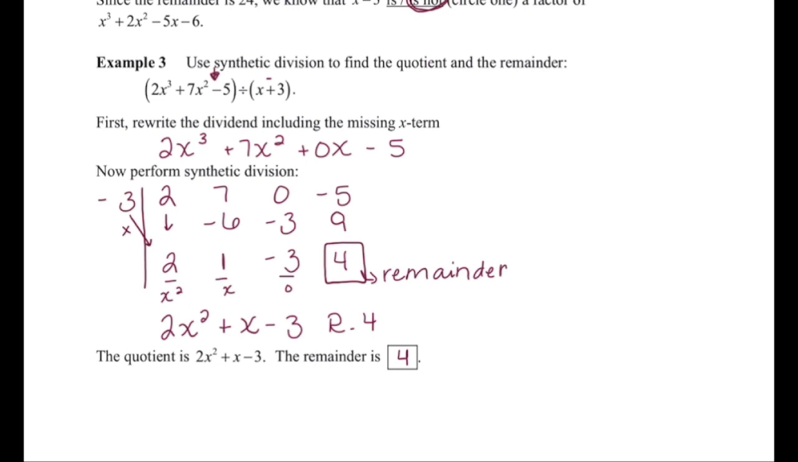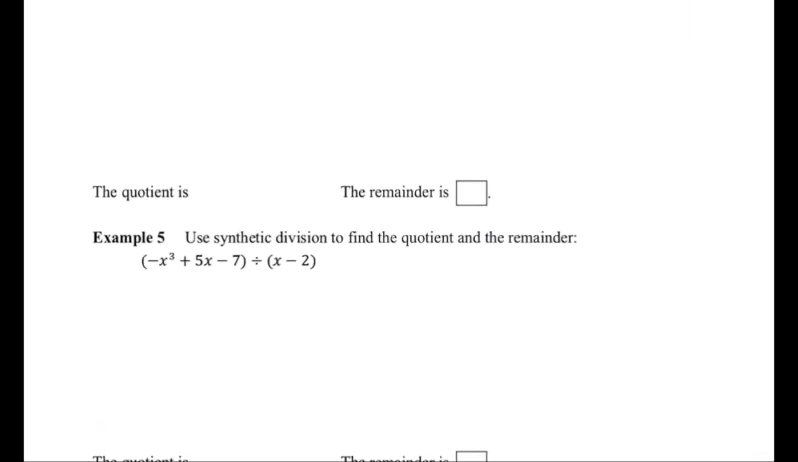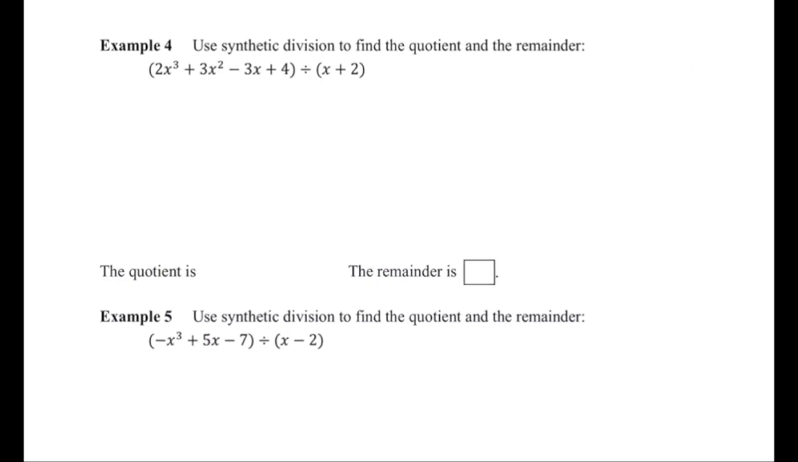Let's try another example using synthetic division. Here we have 2x cubed plus 3x squared minus 3x plus 4, all divided by x plus 2. It's already written in descending order. I am not missing any x values. I have cubed, squared, first power, and then no powers. I'll pull the coefficients 2, 3, -3, and 4. I'm going to use the opposite sign I see here. That will help take care of that subtraction when we are using long division.